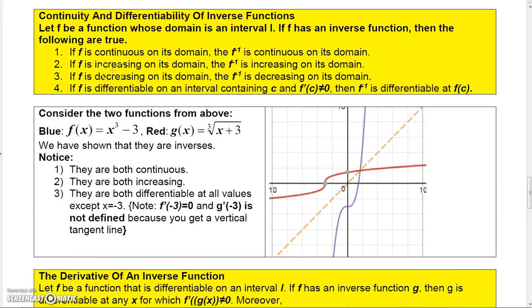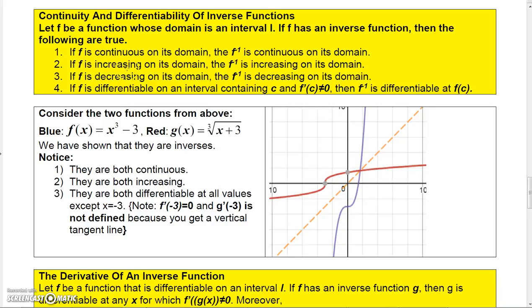Go ahead and read this little blurb here. It just talks about the continuity and differentiability of inverse functions. And so there's 4 things here. If a function is continuous on its domain, then its inverse is continuous on its domain.